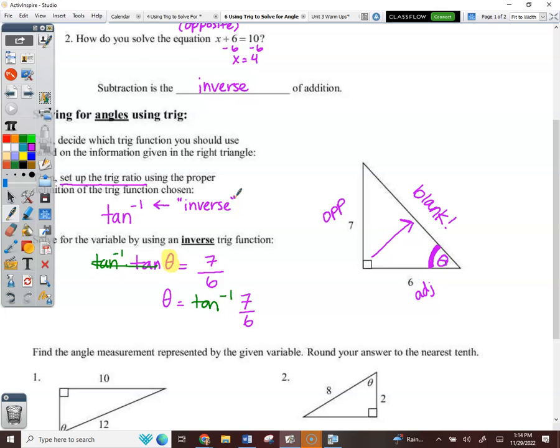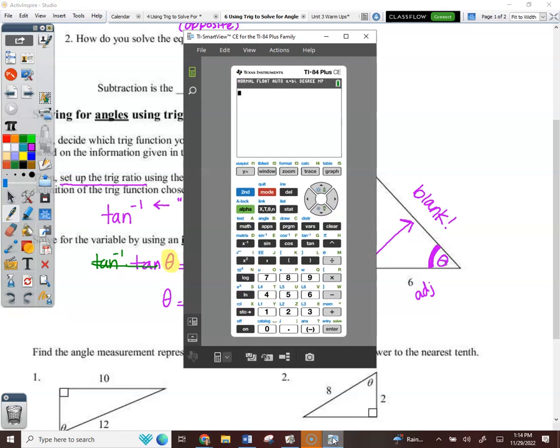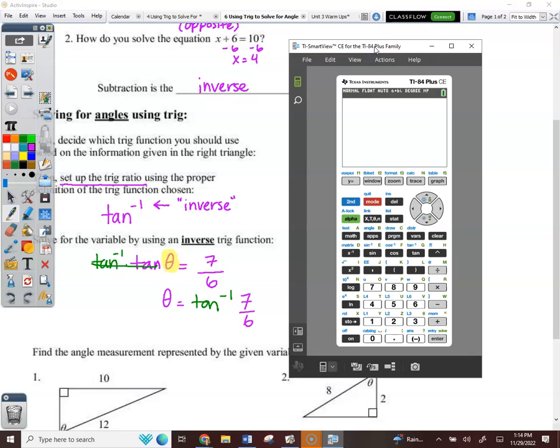We are done. We're ready to go to our calculator now because the variable is by itself. I need to know what this is. So you go to your calculator. Watch how you type it in. Because it is inverse, you push the second button. Then you go to tangent. You'll notice above tangent, you'll see the inverse one. Push it. You'll even see it pop up. And now you type the fraction: 7 divided by 6. Enter.